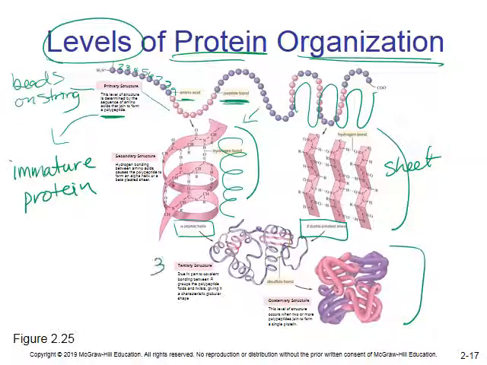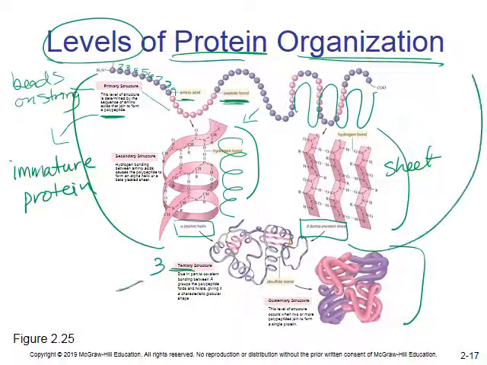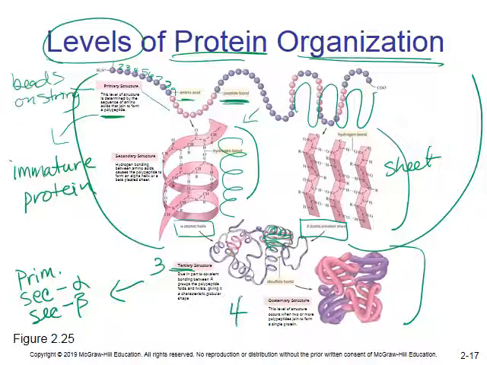Now, third, tertiary structure, above. So what's in a tertiary structure? I could have primary beads on a string, then I could have secondary alpha, or I could have a secondary beta. So let's see if we can find this. Here's beads on a string, here's an alpha helix, and here's a beta sheet.